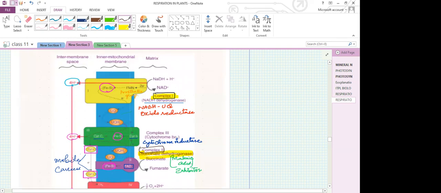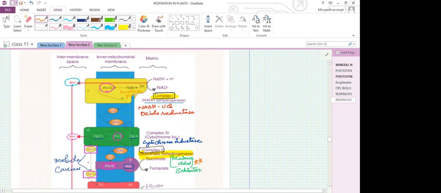One important point about succinic dehydrogenase is that there is a competitive inhibitor. What's the competitive inhibitor for this enzyme? Malonic acid, please write, this is your NEET point. That's why I have written here. Malonic acid imitates succinic acid, and hence it's a competitive inhibitor. Succinic dehydrogenase helps in the conversion of succinic acid to fumaric acid.